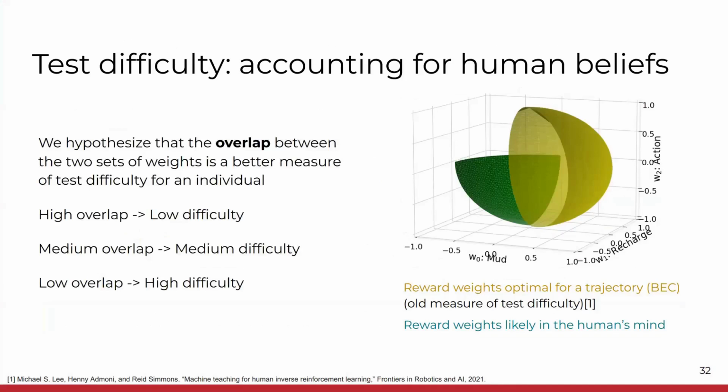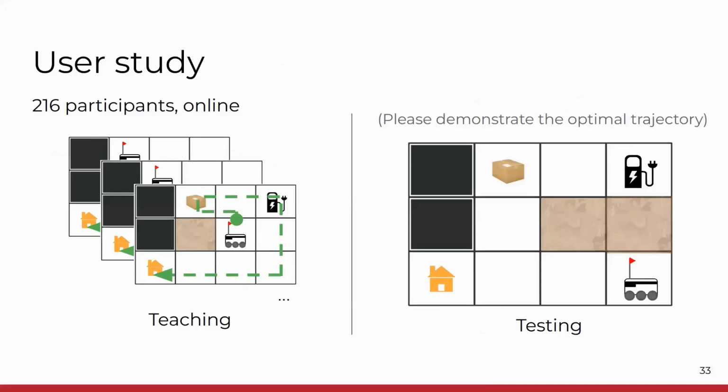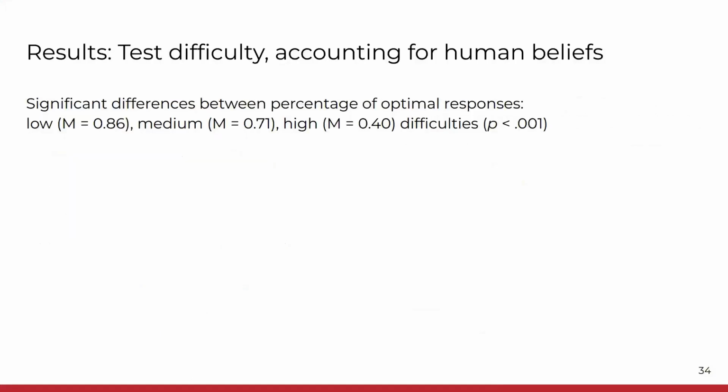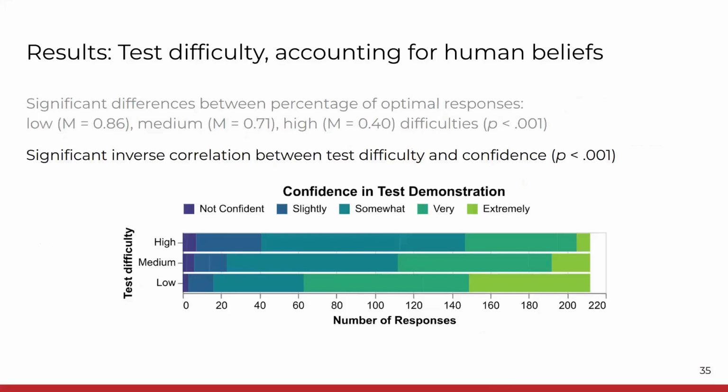Thus, for our second contribution, we update our test difficulty measure to be the overlap between reward weights optimal for that behavior and the reward weights likely to be on the human's mind. Such a high overlap corresponds to low difficulty and vice versa. To validate our methods, we ran an online user study in which participants learned about the reward functions of robots in 3 unique domains. We had 5 to 7 demonstrations and then were given tests of various difficulties. We found significant differences between people's percentage of optimal responses between low, medium, and high difficulty tests, and people's confidence in their responses also negatively correlated strongly with difficulty, with the high difficulty inspiring the least confidence.